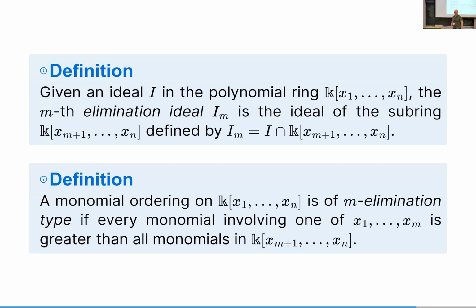Okay, so it's an ideal in a subring, and then a monomial ordering on k[x1, ..., xn] is of m-elimination type if every monomial involving one of the first m variables is greater than all the monomials that only involve the later variables. Okay, so the elimination order, the weight order that you might have seen in problem 4, that's one of those, right? I guess the lexicographic ordering would also be one of those, but for other reasons, not necessarily your best choice there.